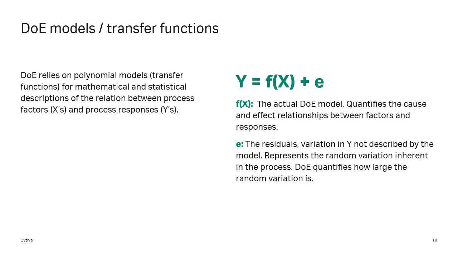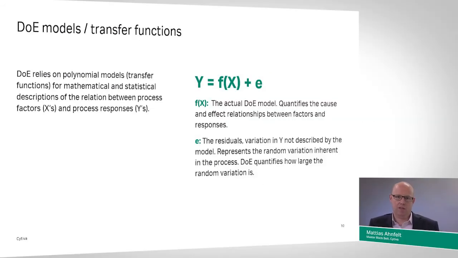The first part being the f of x part, representing the transfer function or the polynomial model in DoE that quantifies the cause and effect part. So quantifying how the systematic variations in the process inputs that we have performed in our experimental design connect and affect over to the response on the process output side. So that's the cause and effect part, that's the f of x.